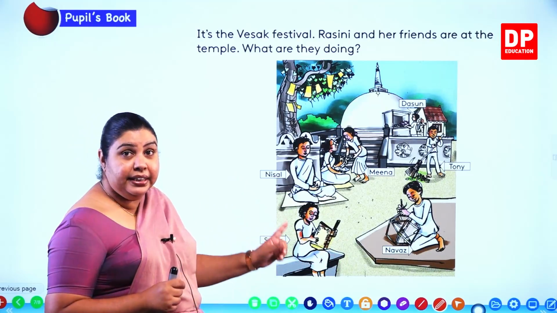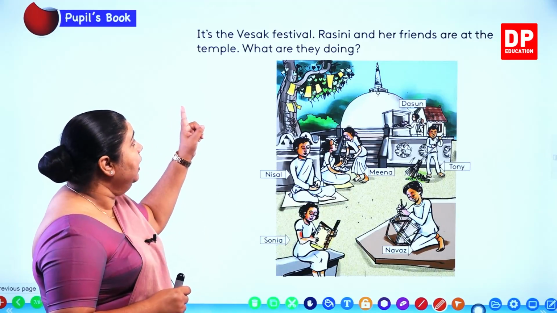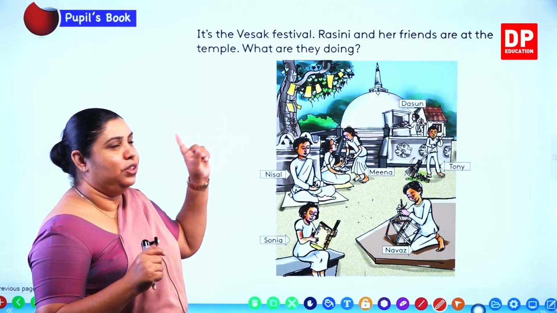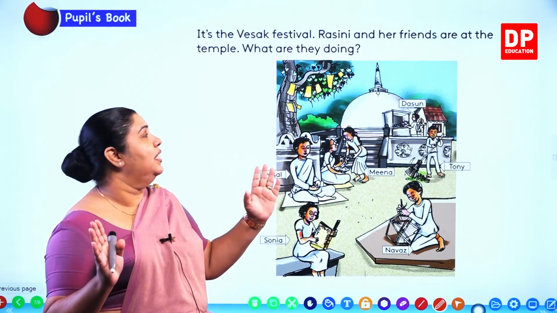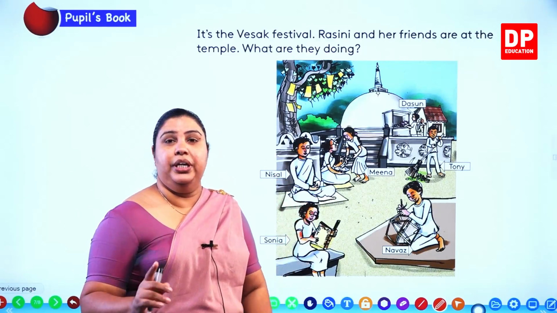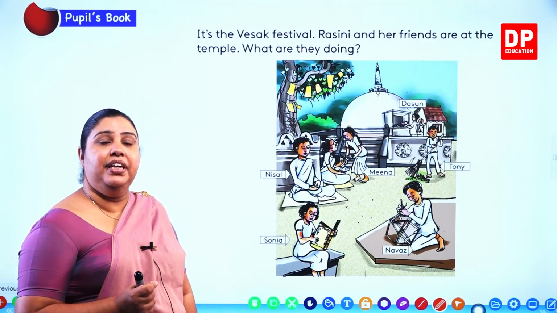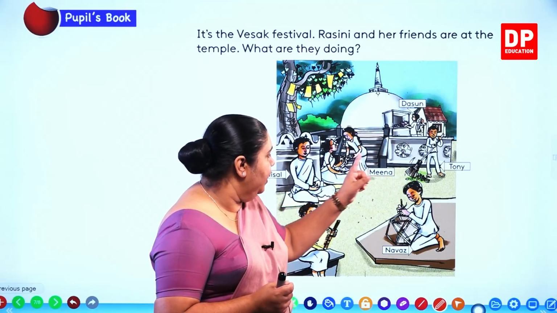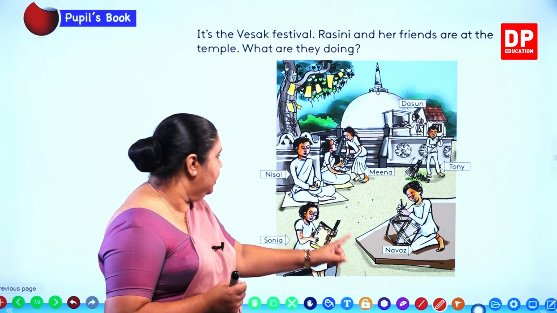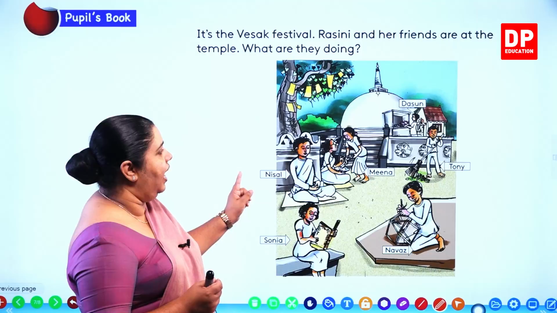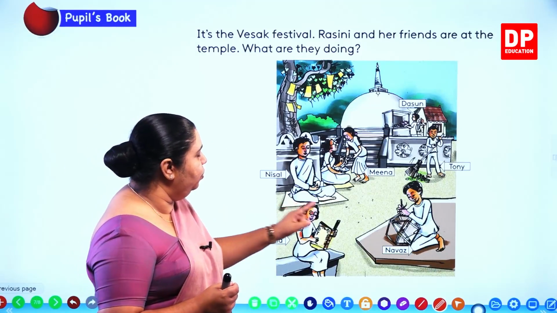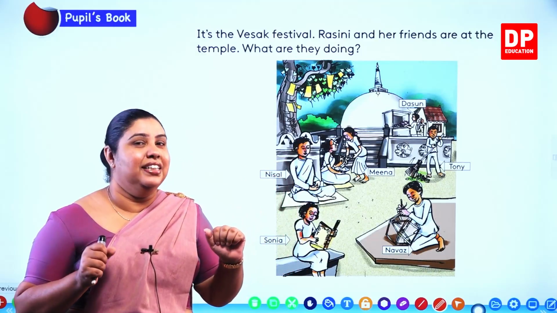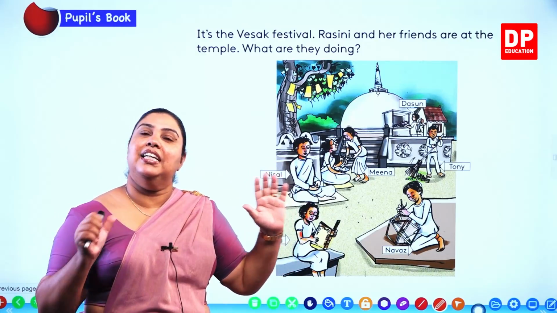So now we are in the temple. What are they doing? Now, because we are talking about doing words, now the question is, what are they doing? Now, how many children do we have here in the temple? We have Dasun, Tony, Meena, Nawaz, Sonia and Nisal. So we have 1, 2, 3, 4, 5, 6. We have 6. Our little friends are over here. There are 6 of them.